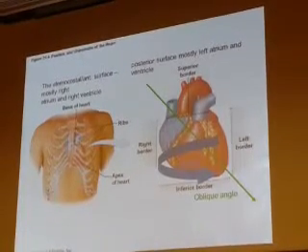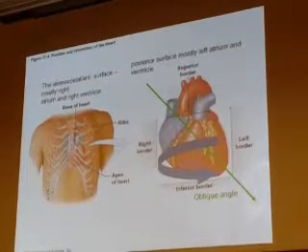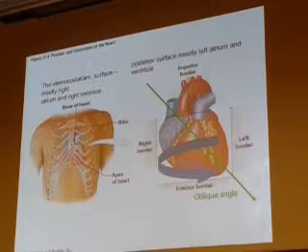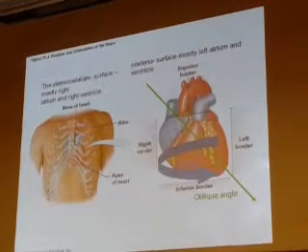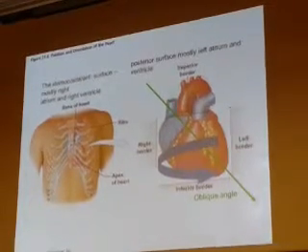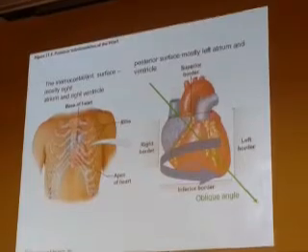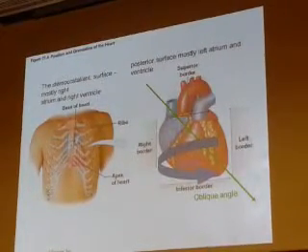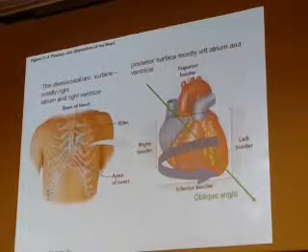And then on the side that's bringing blood back to the heart from the lungs, you have pulmonary veins. Still veins, but these veins carry deoxygenated blood. The ones that are bringing blood back to the left atria are carrying oxygenated blood.